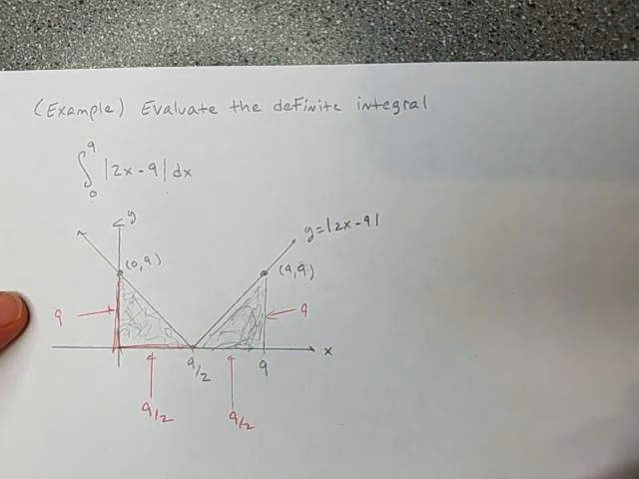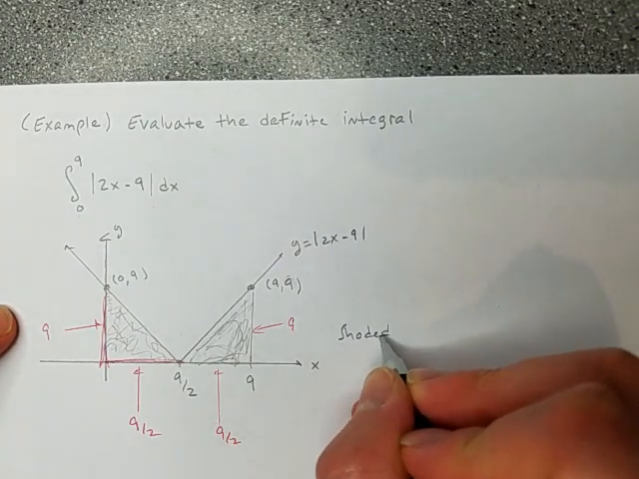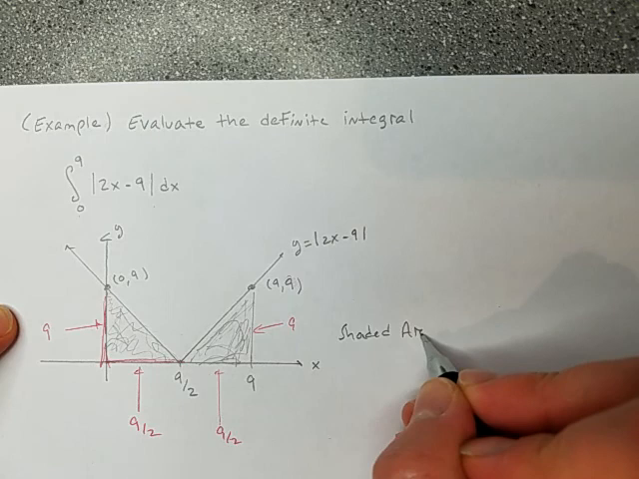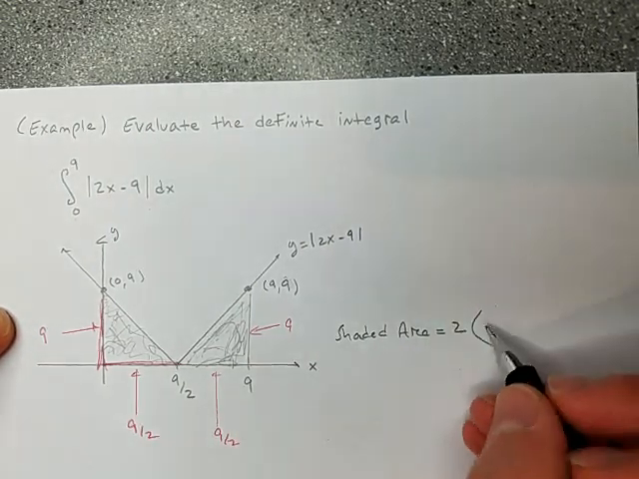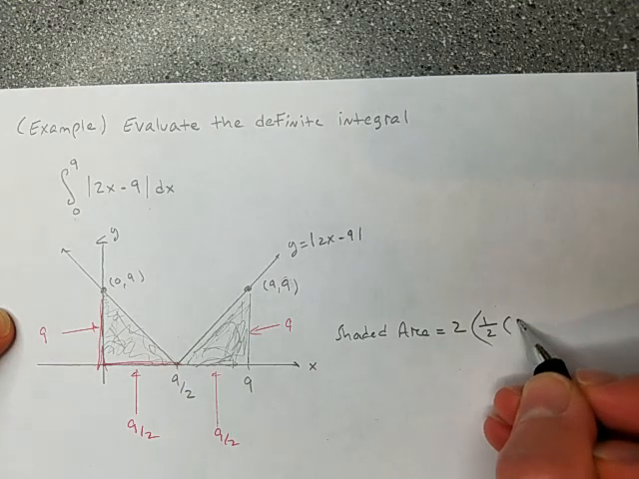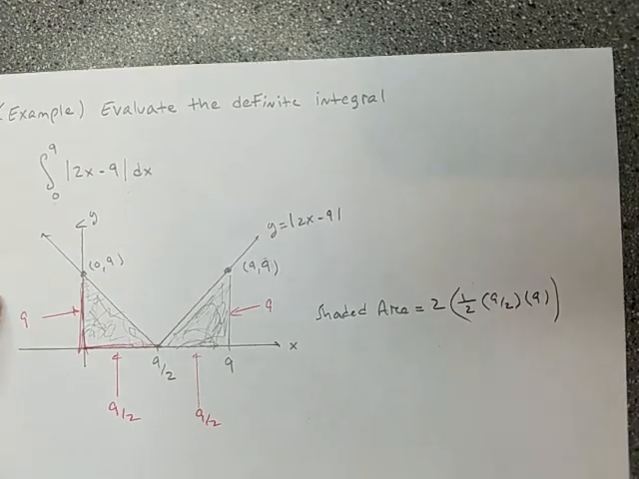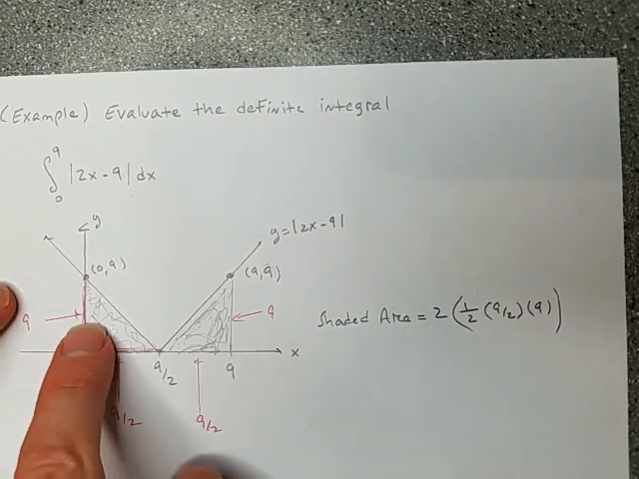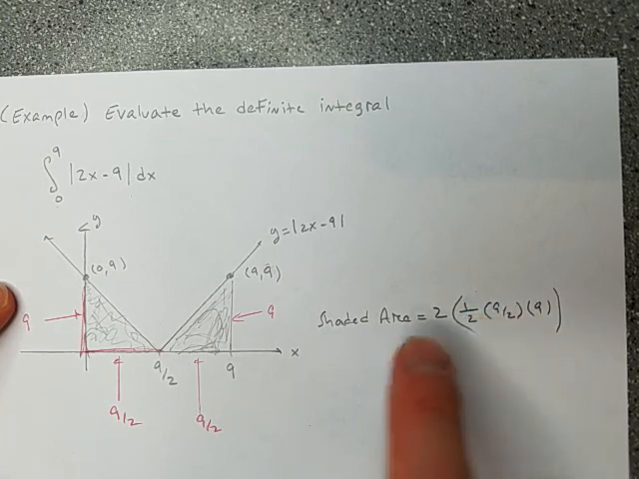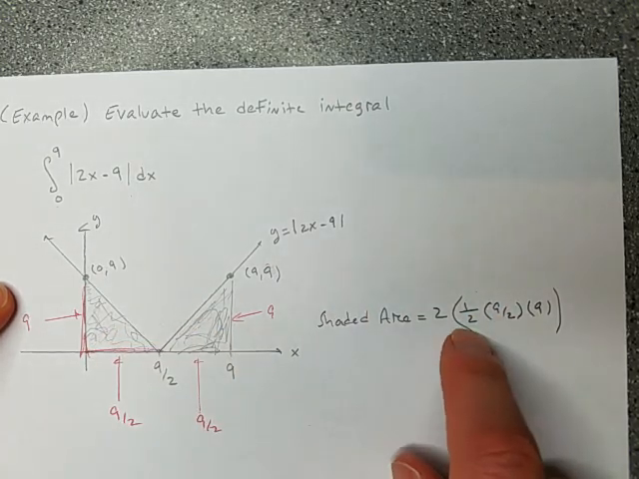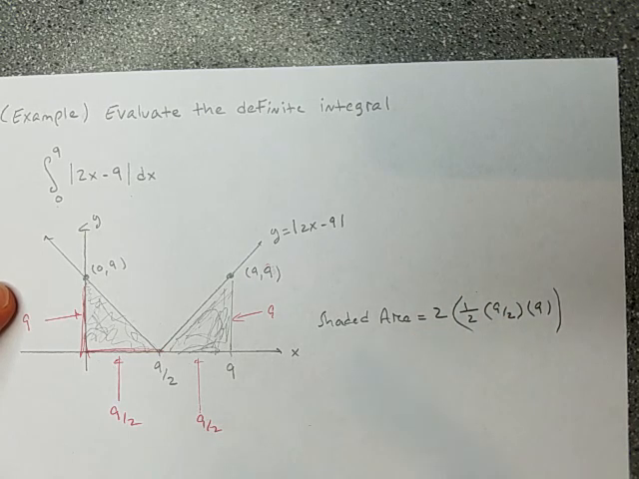Okay, so let's do this. The shaded area is, let's see, 2 times 1/2 base times height. Okay, do you see what I did? The area of either one of these is 1/2 base times height, which is for either one, 1/2 times 9 over 2 times 9. But there's 2 of them, so I doubled it.